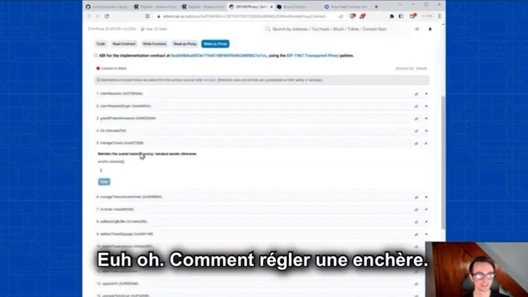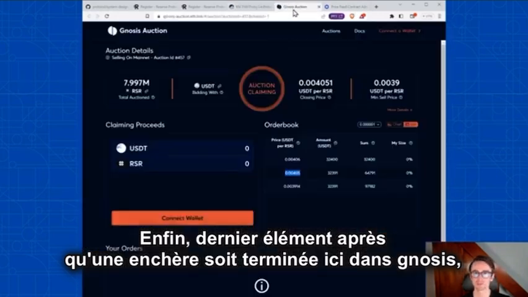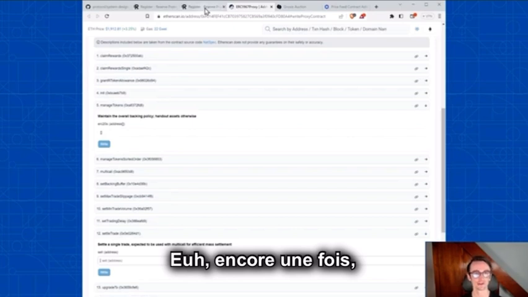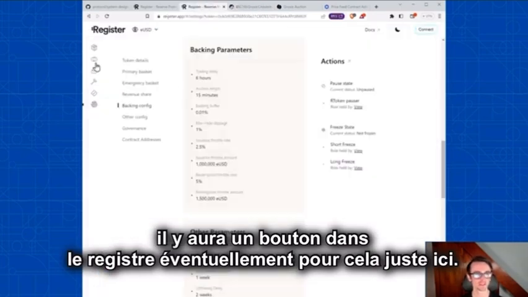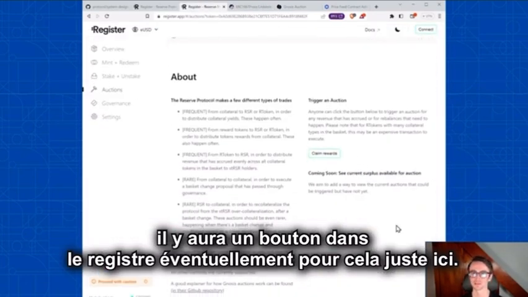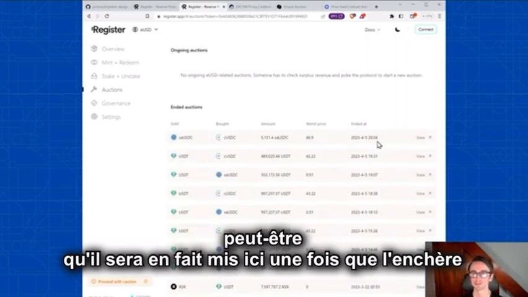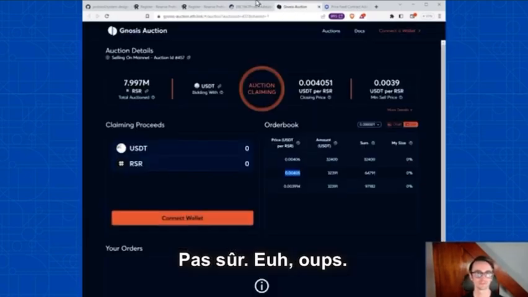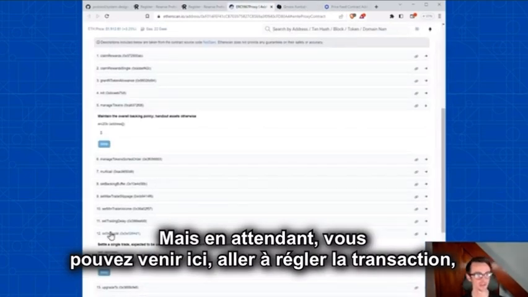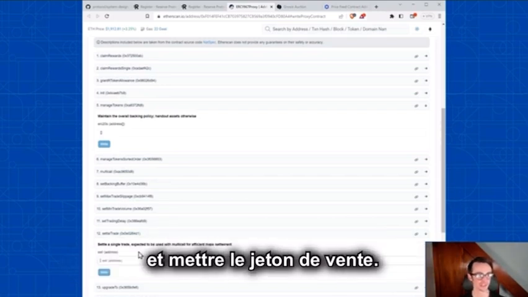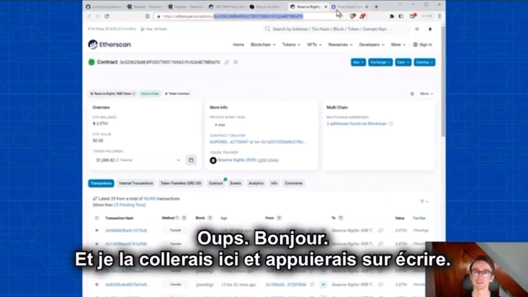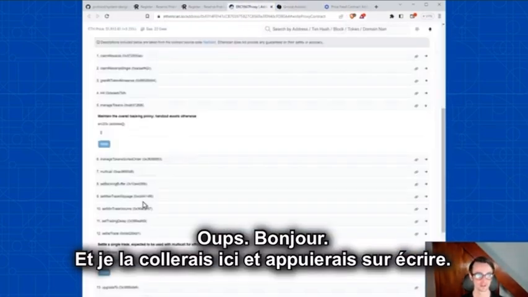How to settle an auction, finally. Final piece. After an auction is wrapped up over here in Gnosis, someone does need to settle the trade. Again, there will be a button in the register eventually for this, right over here. Or maybe it actually gets put here once the ongoing auction can be settled. Not sure. But in the meantime, you can come here, go to settle trade, and put the sell token. So in this case, that would be RSR. I take the address for RSR and I would paste that here and hit right.